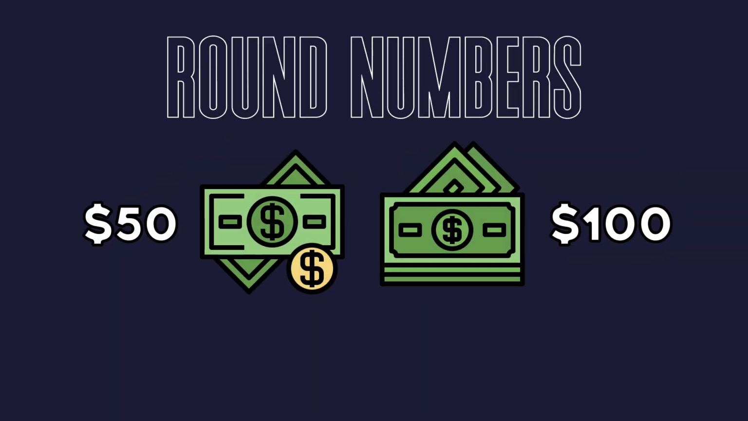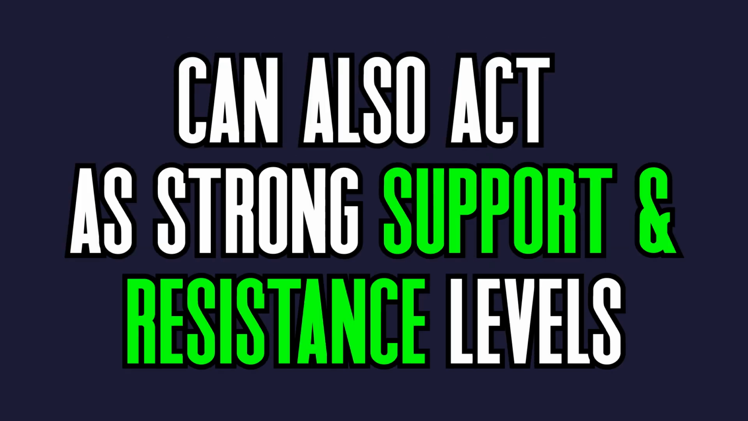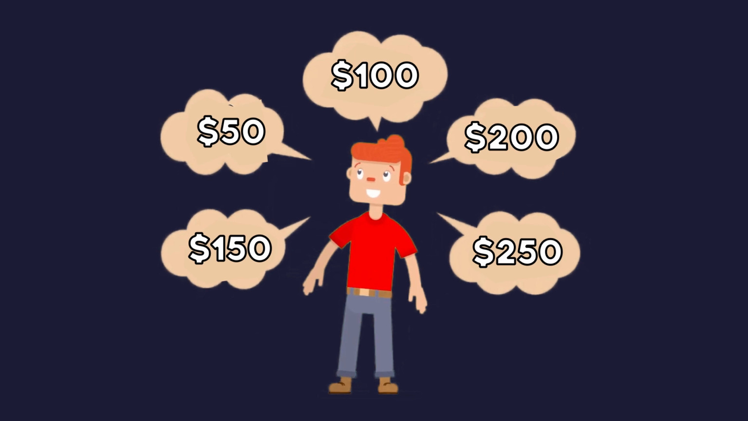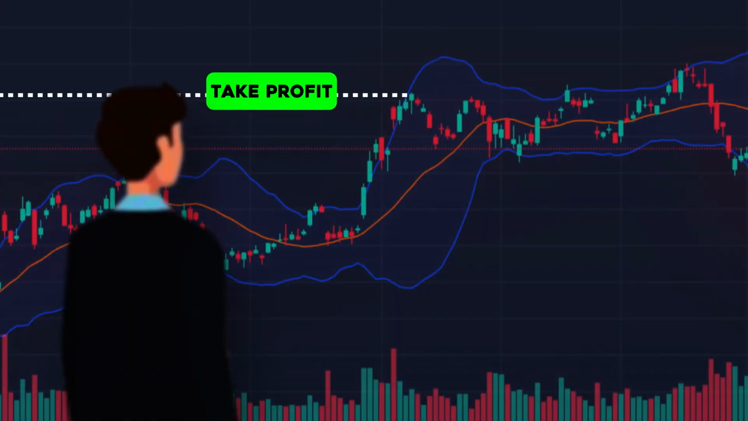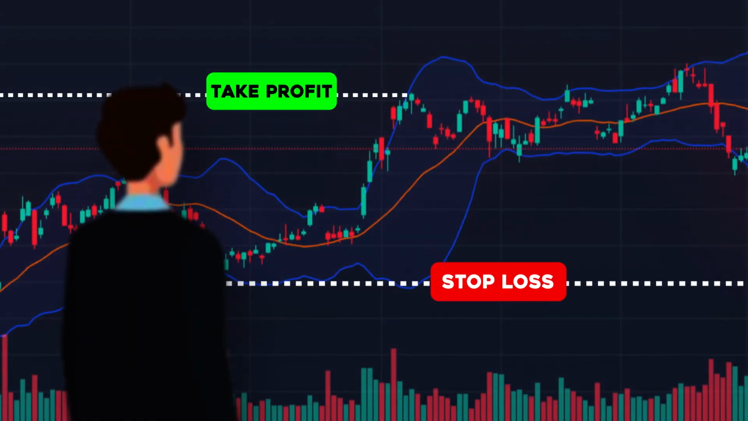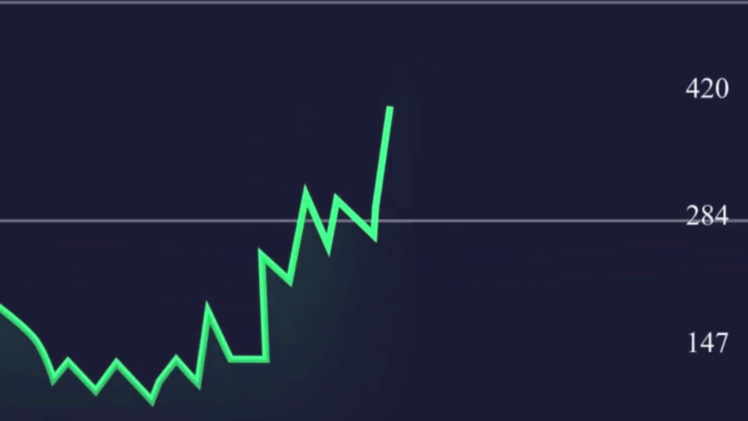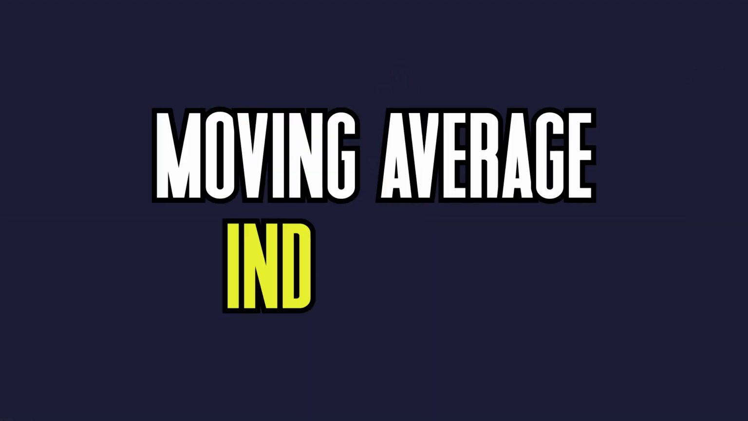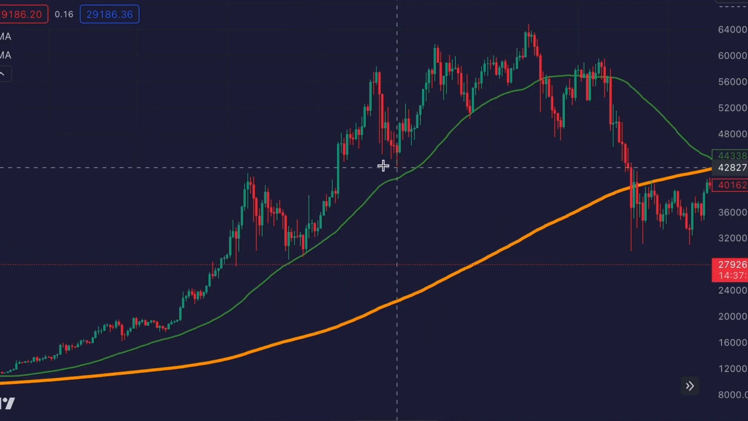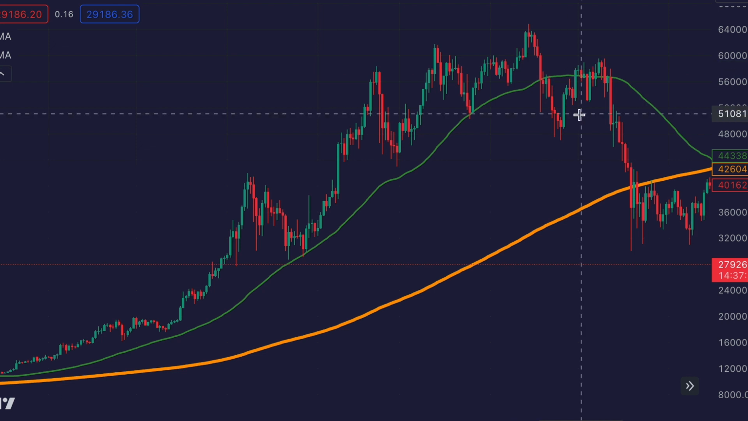Round numbers, such as $50 or $100 per share, can also act as strong support and resistance levels, because many people think in terms of round numbers and set target prices or stop orders at these levels. This creates a large number of orders at the same level, making it difficult for the asset's price to move beyond these levels. Moving average indicators can also help identify support and resistance levels in trading.